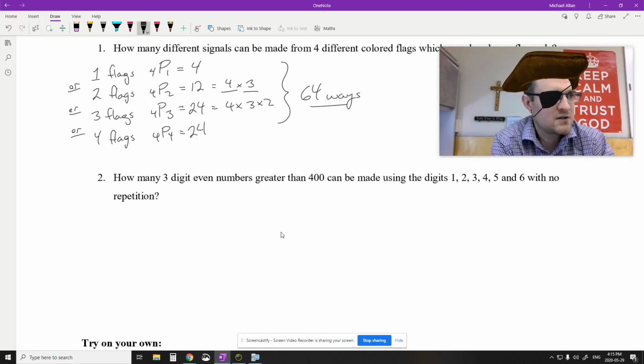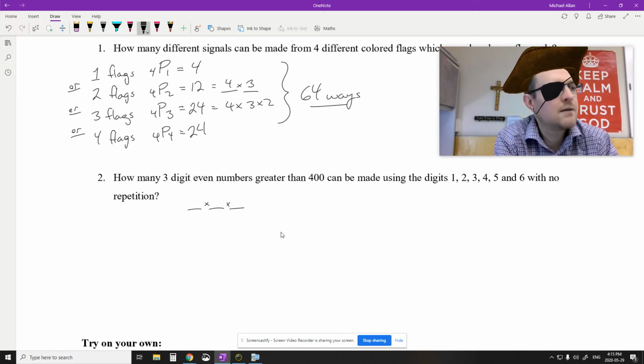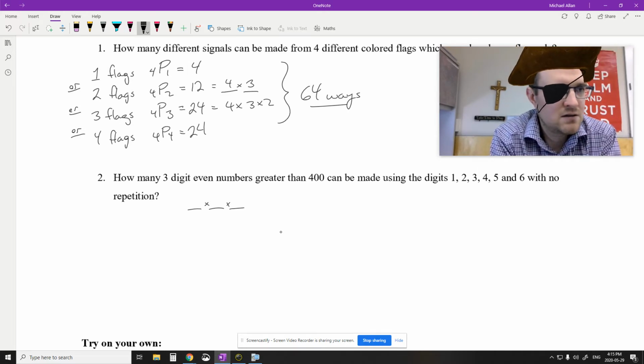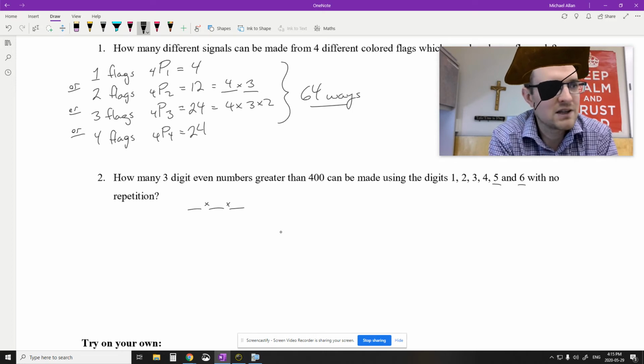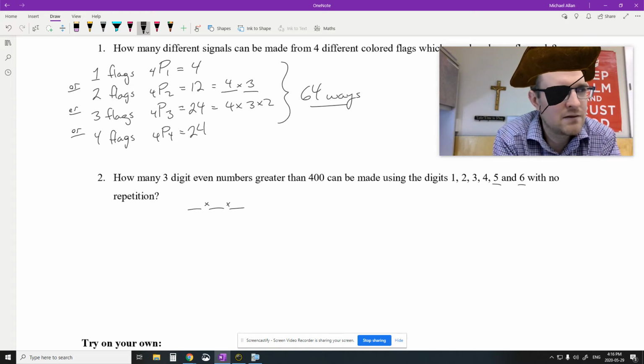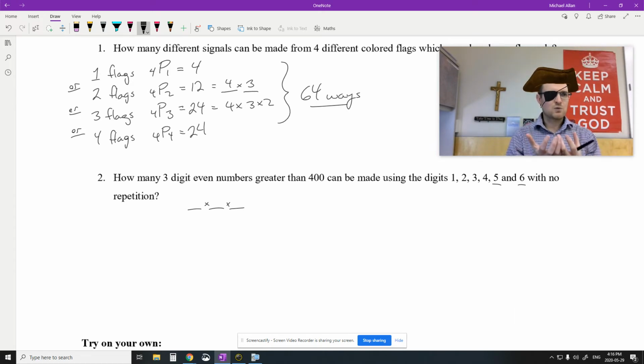Okay, so 3-digit number. I want it to be greater than 400. So if I'm going to be greater than 400, it's got to be a 5 or a 6. Okay, now this gets weird. What if I pick the 6? If I pick the 6, that limits the choices on the end. But if I pick the 5, that doesn't limit the choice. So I got these 2 cases I got to worry about, because I can't combine them together as one.